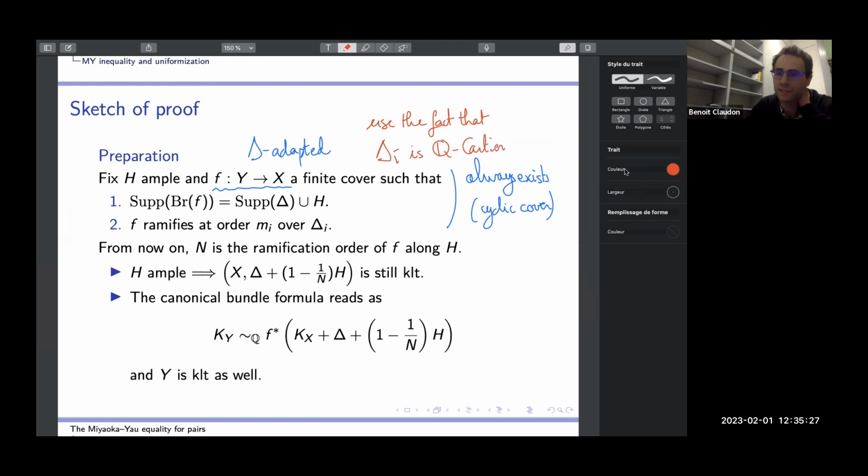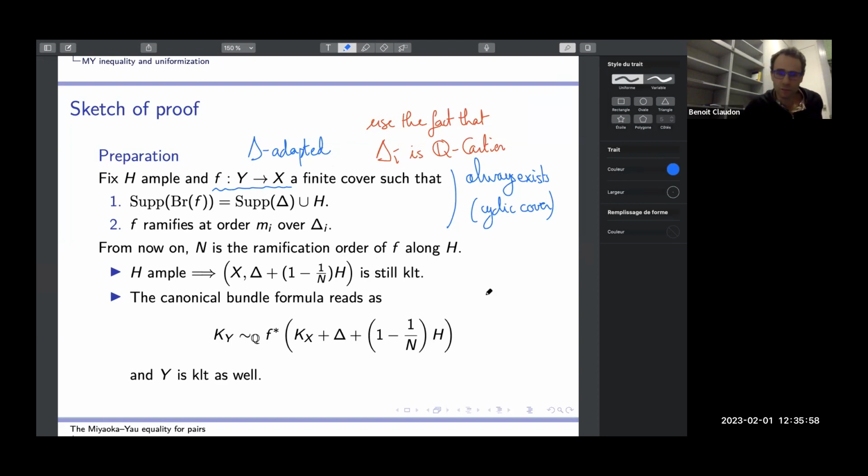So this is exactly the only point where we use this assumption to construct this delta-adapted curve. Once we have that, we can forget about this Q-Cartier assumption, but it's needed from the very beginning of the proof. Okay, and so I will denote by n the ramification order of f along H.